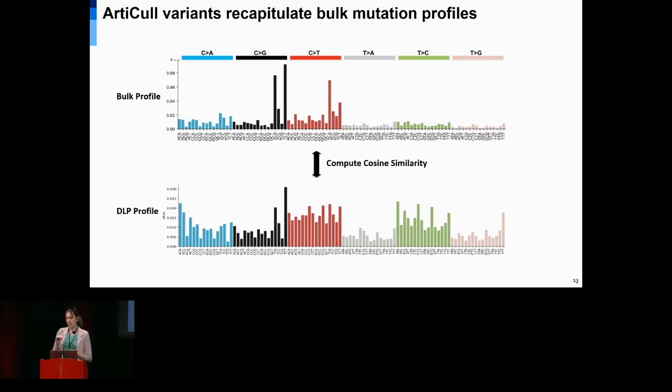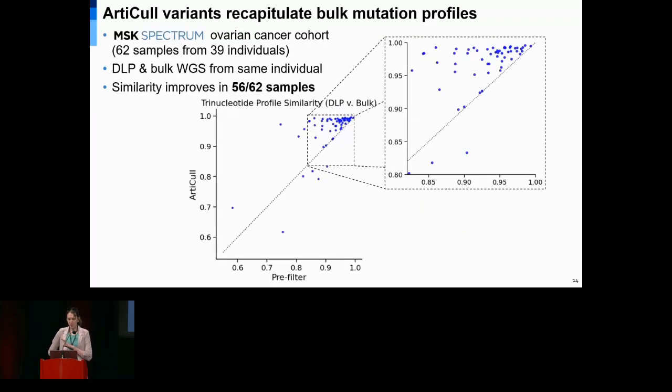They're frequently broken down by trinucleotide context, which is what we see here. And what I'm going to do is, for a cohort of patients, compare the bulk profile that we observed for that patient with the DLP profile, the single cell profile, both before and after filtering. What we find when we do that is that we have 62 samples here, and in 56 of the 62 samples, the similarity between the bulk and the filtered data actually increases, and oftentimes it increases to almost complete agreement.